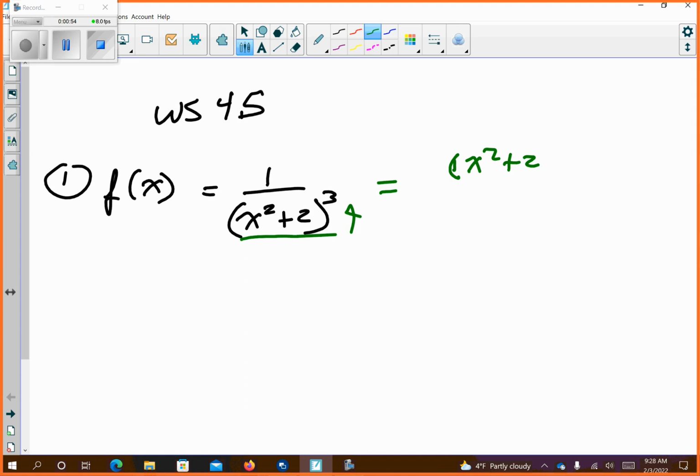X squared plus 2 to the negative third power. And it's technically over 1, but I'm not going to put that. Is that okay, first of all? So that means I'm going to do f of x equals x squared plus 2 to the negative third power.